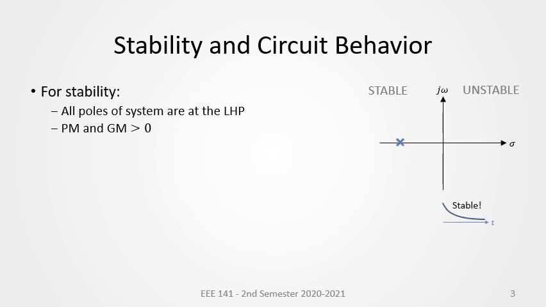A pole along the left half of the real axis contributes a time-decaying term that is stable or does not lead to instability. Meanwhile, a complex conjugate pole on the left half plane will contribute time-decaying terms with some oscillation. However, these terms are also considered stable or do not lead to instability.